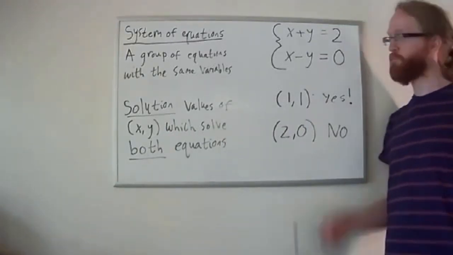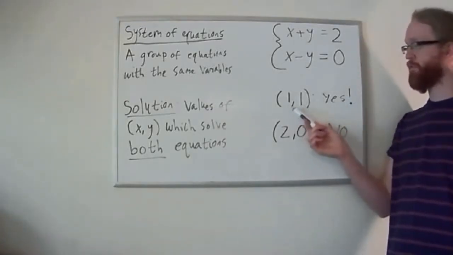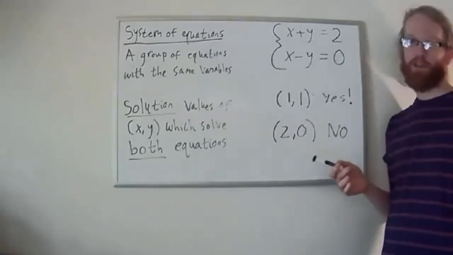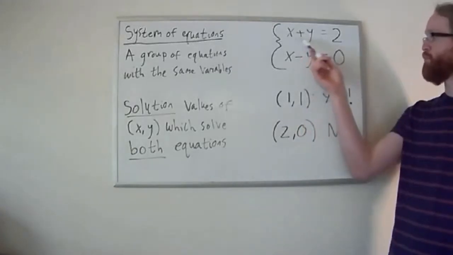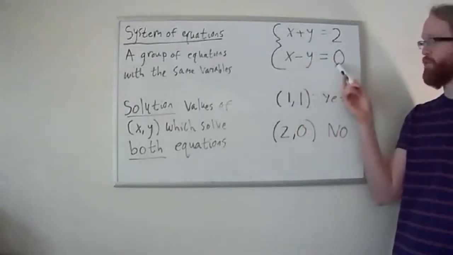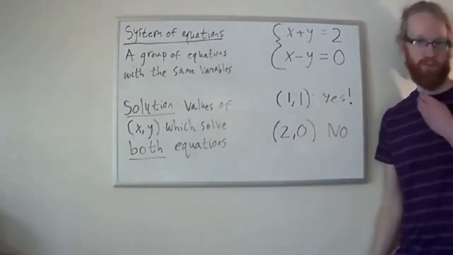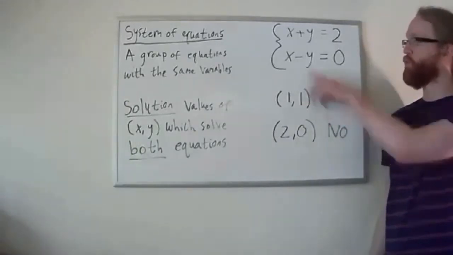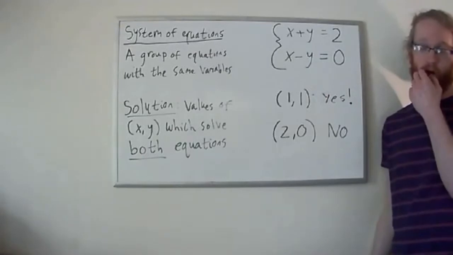So, for example, over here with this system, if I pick 1 for x and 1 for y and plug it in, you'll notice that it solves both of these equations. So 1 and 1. 1 plus 1 is 2, and 1 minus 1 is 0, right? So 1, 1 is definitely a solution for this system of equations. It solves both equations. Just plug in 1 and 1 for x and y in both of those equations, and it will solve both of them.